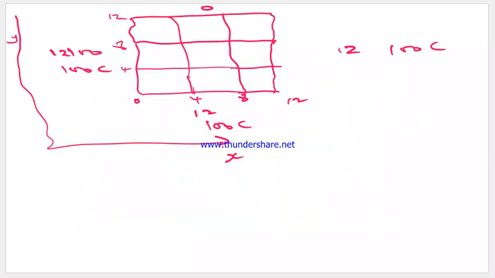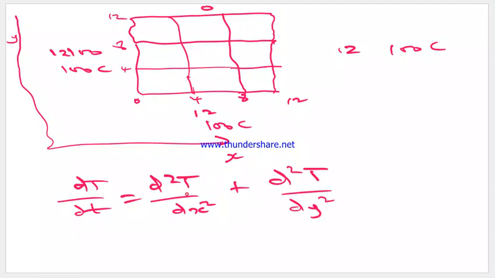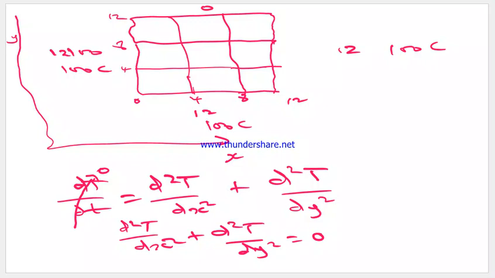So at steady state, remember one thing. The dT/dt equals the square x, the square t, sorry. At steady state, this expression will not change with time. It doesn't change with time, and it becomes 0. So we have d square T dx square plus d square T dy square equals 0. This is the expression we are going to apply to this grid.